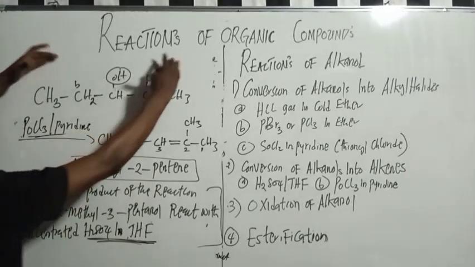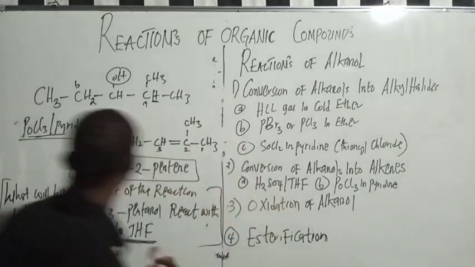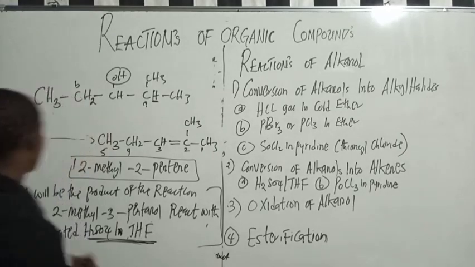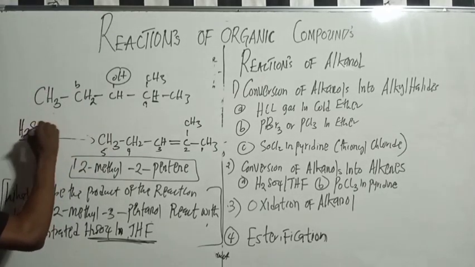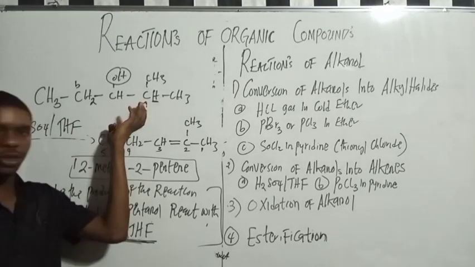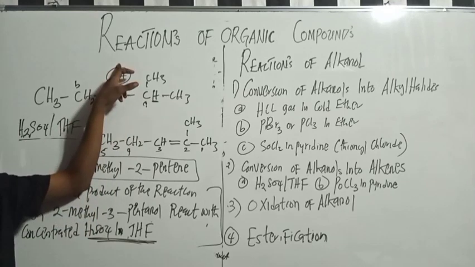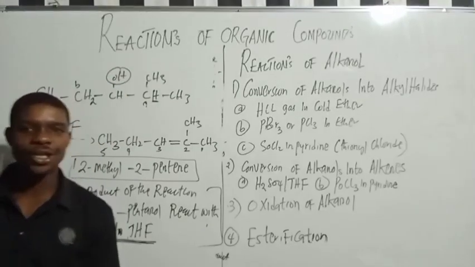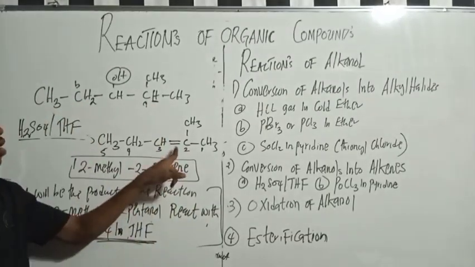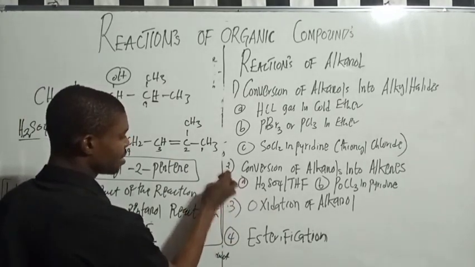So you have to draw the structure for them, which is this guy here, reacting with H2SO4 in THF. Therefore you have to draw the structure. Understand the two carbon atoms directly attached to the carbon atom that carries the OH. The most stable carbon is where you remove your hydrogen from. So at this point here, these are the products we have. So we are done with the second one.